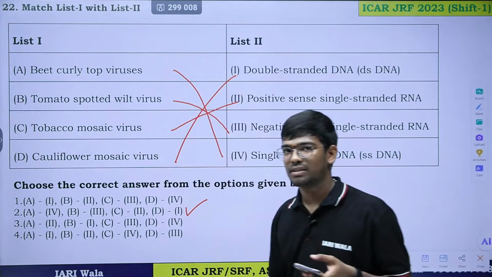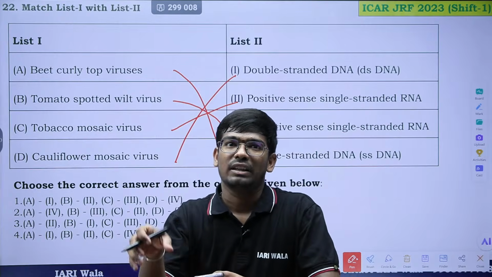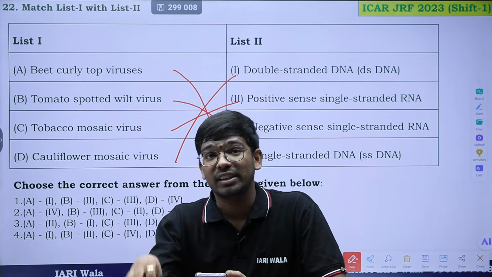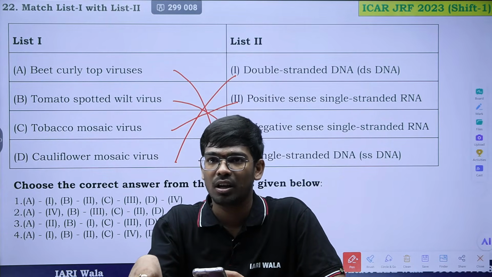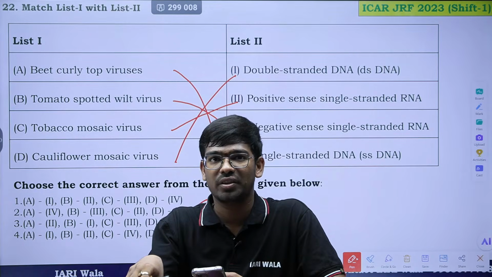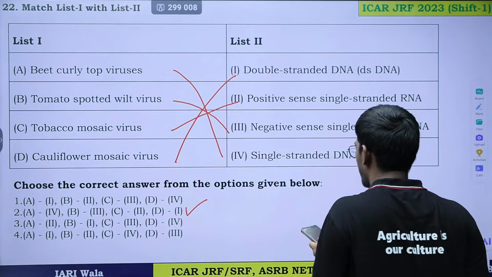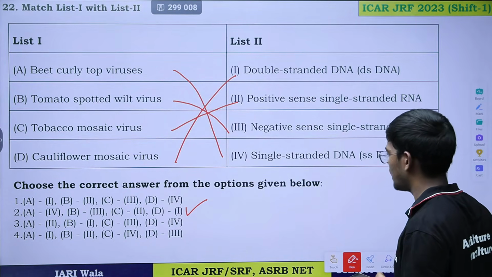See, for this there will be no explanation. Why? Because this is memory based. Which virus consists of either DNA or RNA, and whether it's single stranded or double stranded, that is only a type of memory based question. And this thing you can also see in the treatise. Okay. So apart from this, we are having a few more things. That thing we can list out here itself.